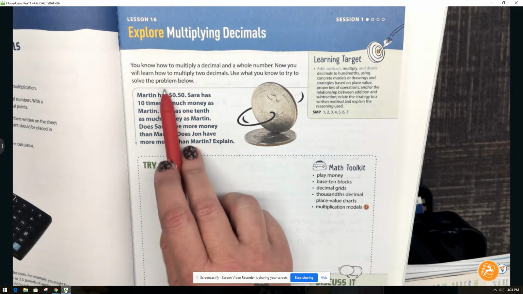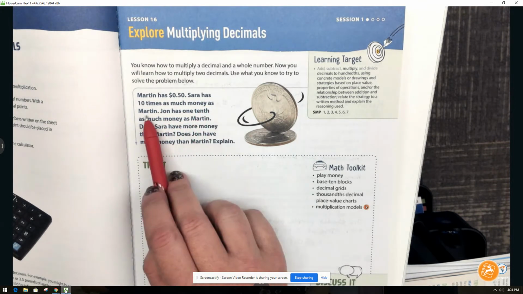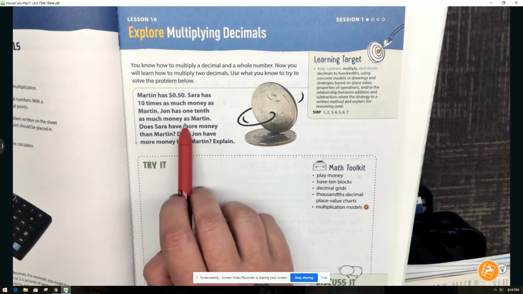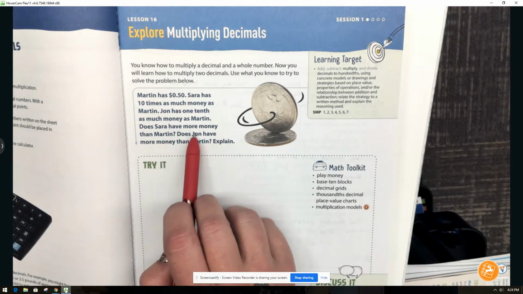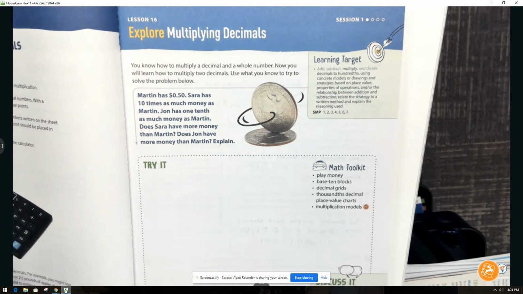Martin has 50 cents. Sarah has 10 times as much money as Martin. John has 1/10 as much money as Martin. Does Sarah have more money than Martin? Does John have more money than Martin? So we've got a lot to think about here.